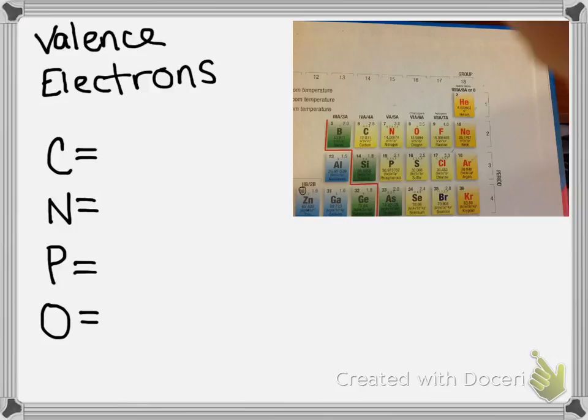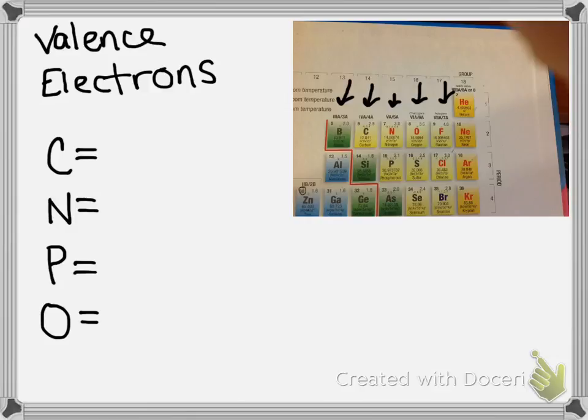If we're looking for valence electrons, I'm going to teach you a quick way to do this. I put a picture of the periodic table on the page here. If you look right at the top of the columns, there are numbers like 3A, 4A, 5A, 6A, 7A. That indicates the valence electrons for all the elements in that column.